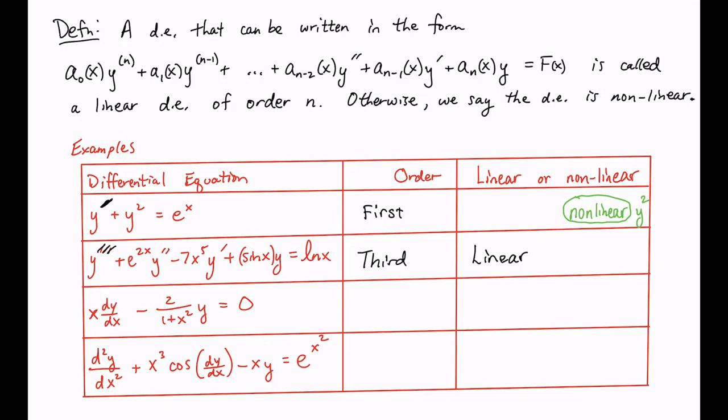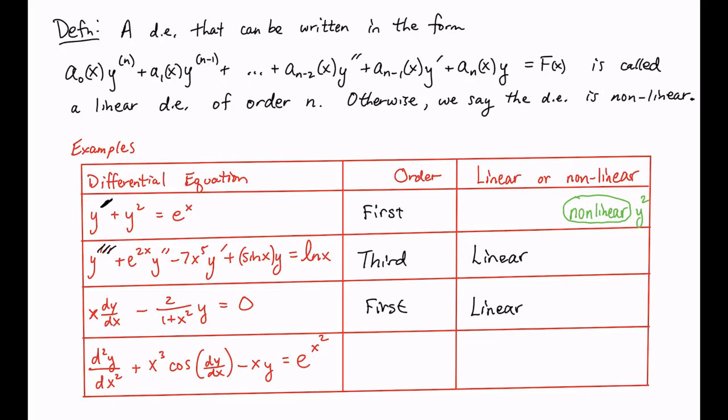How about the next example? The order is first order. Notice the next example is actually in Leibniz notation, which is a very common form for differential equations. So don't be surprised to use a lot of Leibniz notation. Is it linear? The answer is yes. By definition, this is linear. All the rates of change are linear, and y is linear. So this is a first order linear differential equation.